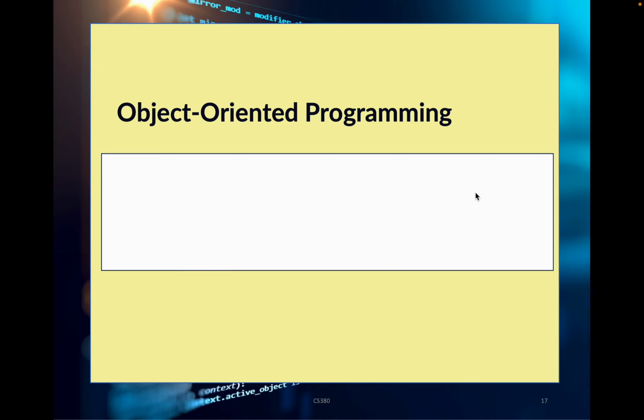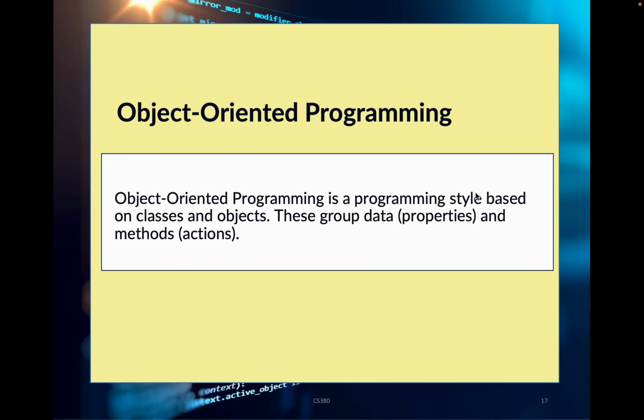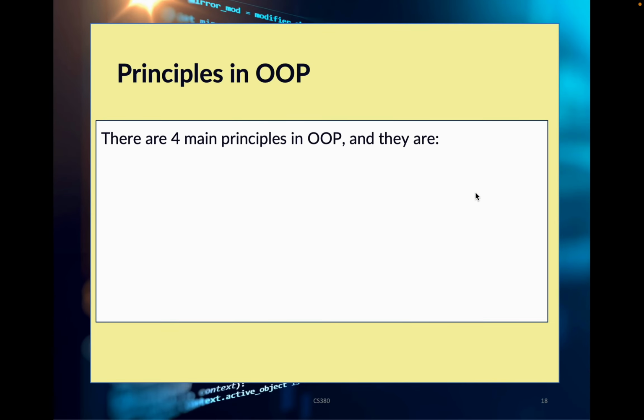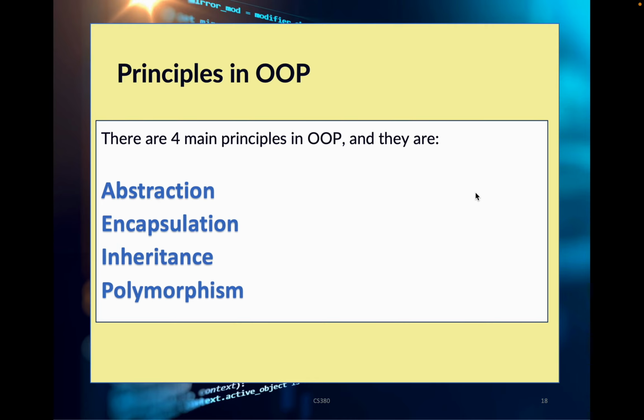So, what exactly is object oriented programming? It is a programming style based on classes and objects. These group data, known as properties, and methods, known as actions. There are four basic principles of OOP concept: abstraction, encapsulation, inheritance, and polymorphism.